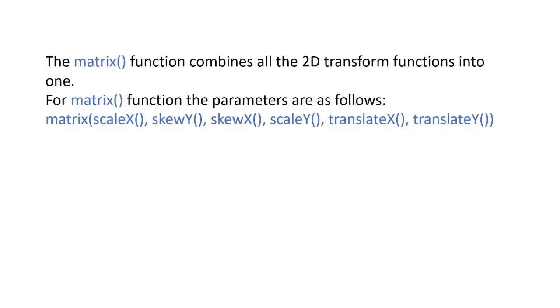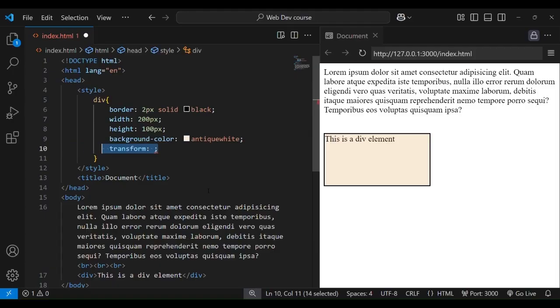The matrix function combines all the 2D transform functions into one. For the matrix function, the parameters are as follows: matrix(scaleX, skewY, skewX, scaleY, translateX, translateY). Now all these functions we have learned till now can be written in a single function called matrix. This is how we can do it.